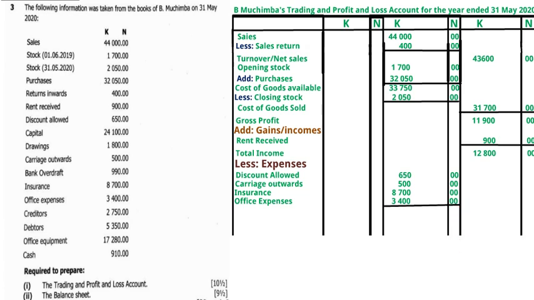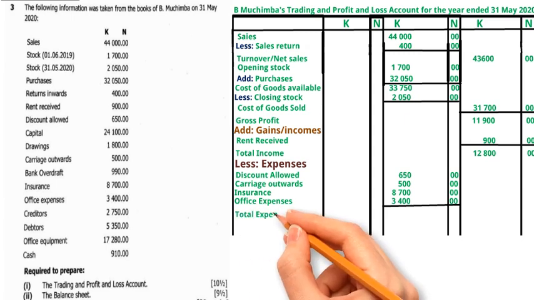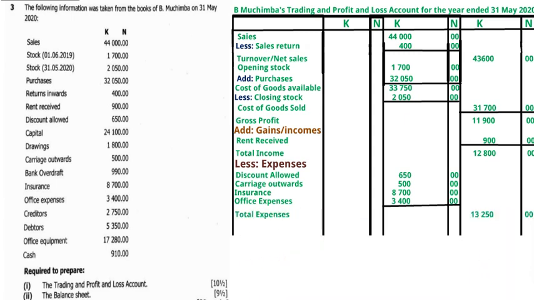So when you punch in your calculator 650 kwacha plus 500 kwacha plus 8,700 kwacha plus 3,400 kwacha should give you a total of 13,250 kwacha. That is the total amount of expenses. Okay, so now when we look at the expenses, we find the total expenses.